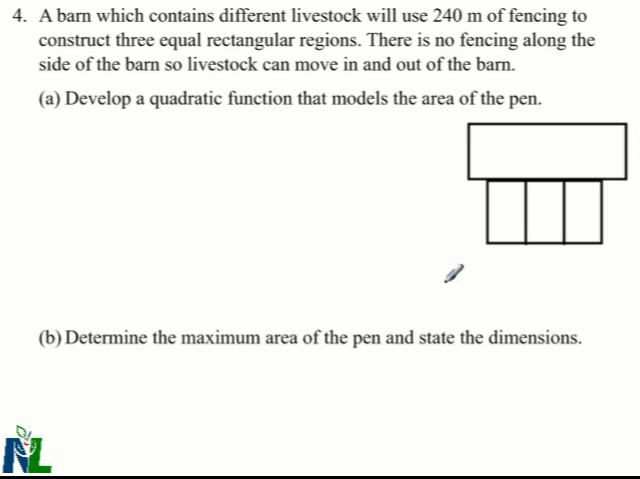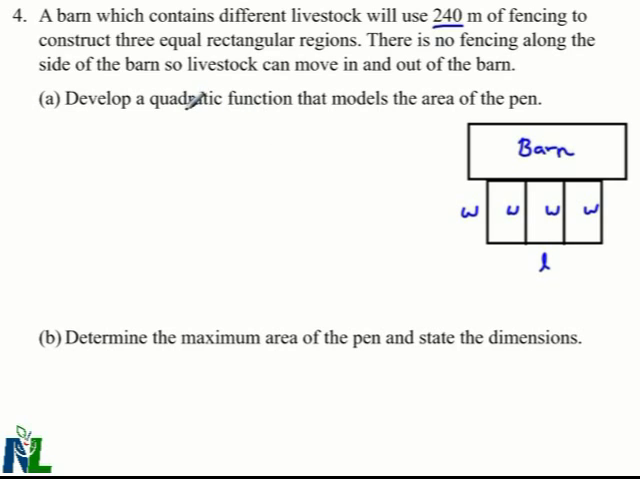So it's always good to draw a diagram in a situation like this. So I've got my barn here. Now I've got the 3 pens that are going to hold the livestock. Now I know I've got a width and a length in my diagram, but you have to be careful because when we're using our 240 meters of fencing that we talk about up here, I've got to construct really 4 widths and 1 length using that 240 meters.